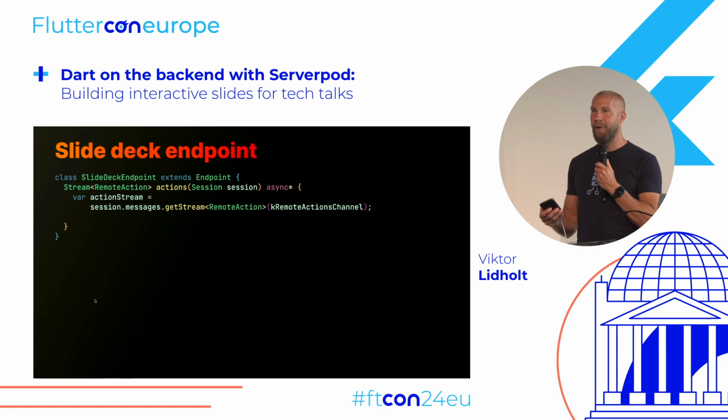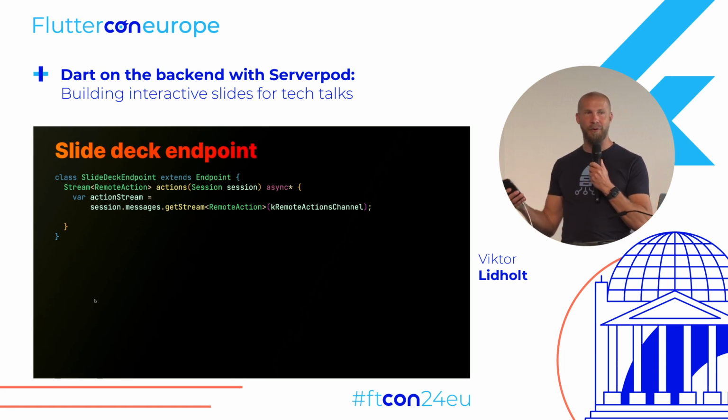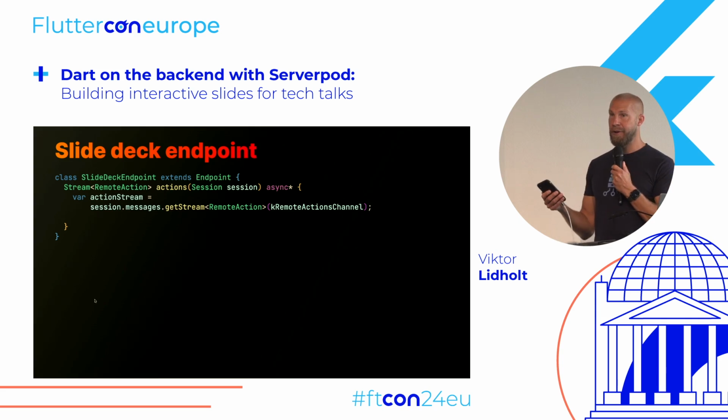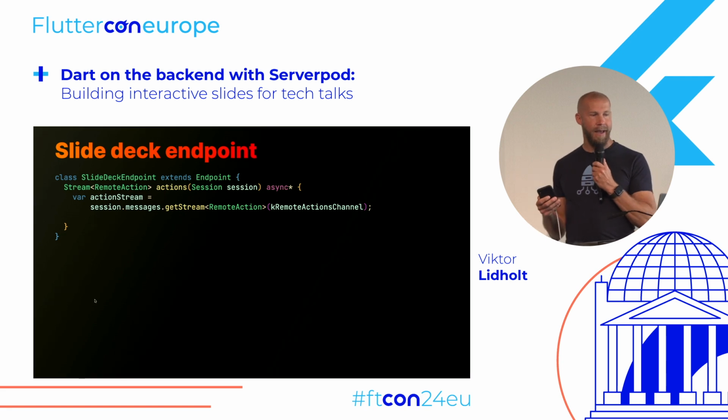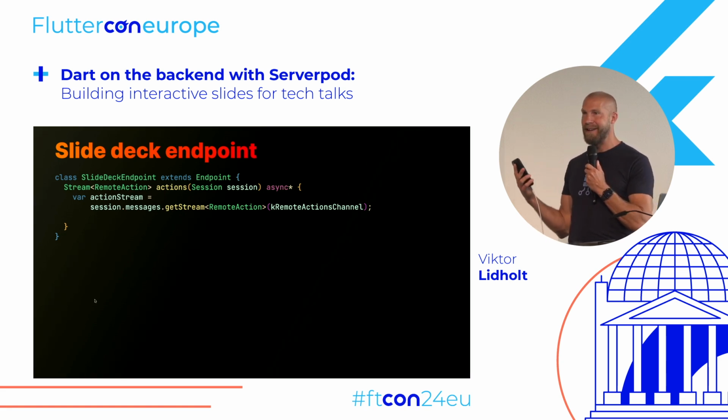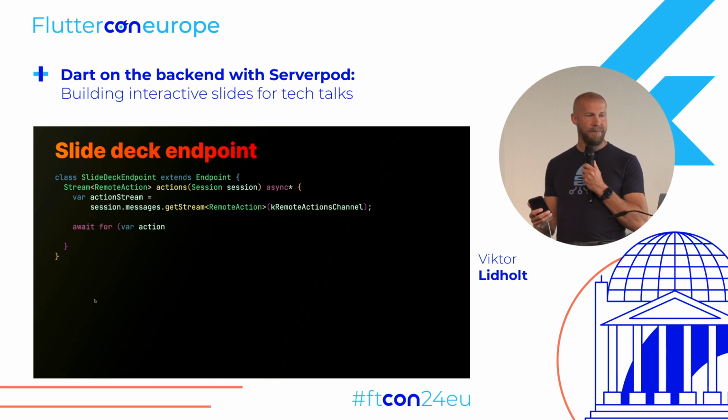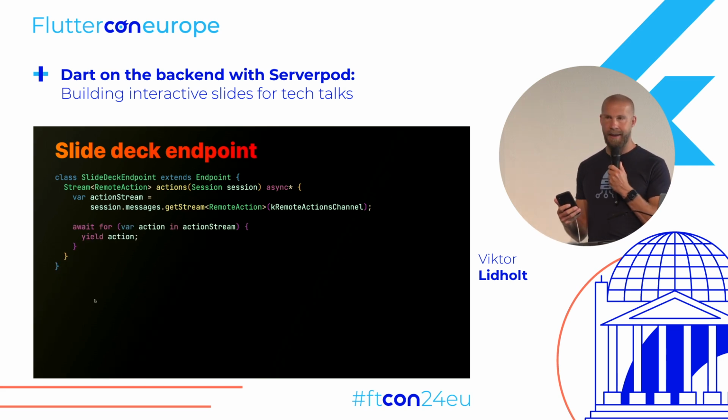Next, we need an endpoint for our slide deck that also connects to the server and then passes on these messages from the remote control. We will return a stream of remote actions here, and we just call this method actions. First we need access to a stream of these messages, and we get that through the message central. We have this remote actions channel where we get internal server messages. Then we can just listen for these actions, and we yield them back to our slide deck.